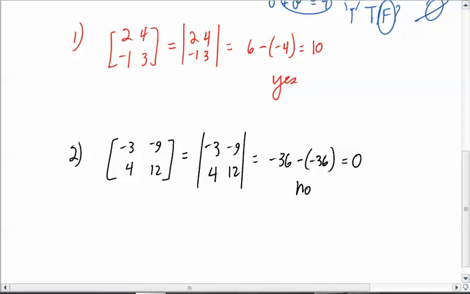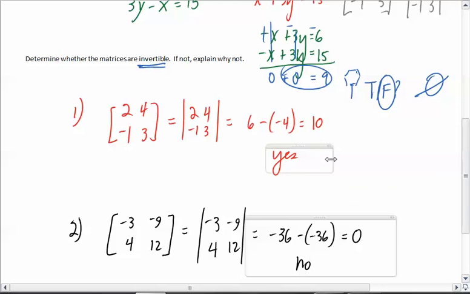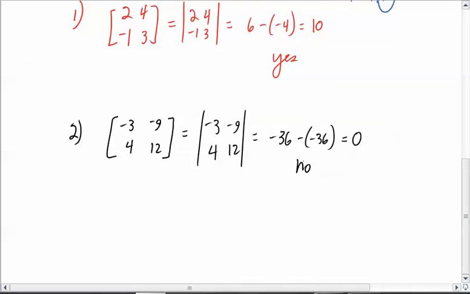Now, look what the directions said. The directions said, if not, explain why not. Why isn't this matrix right here invertible? It's not invertible because the determinant is a 0.